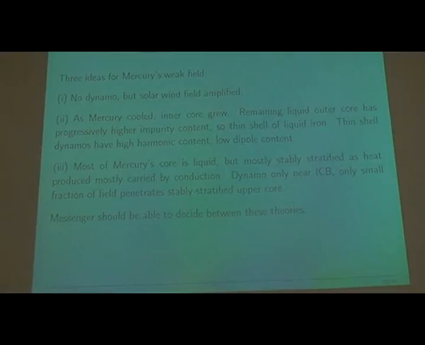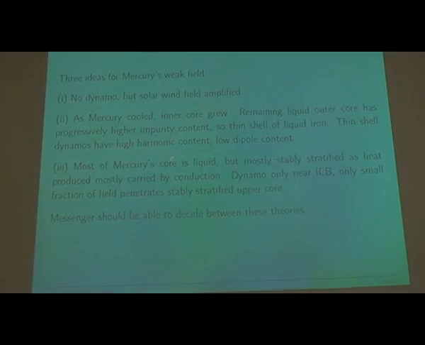And thin shell dynamos generally have a higher harmonic content, which means a low dipole content, and as you fly by a long way away, you don't see those high harmonics. So that could explain why you end up with a low dipole field. That's one theory. We'll find out whether that's correct, because when MESSENGER gets close to the planet and measures the harmonic content, we'll see whether it's got a high harmonic content or not.